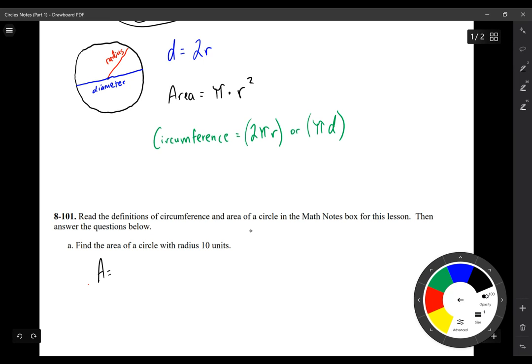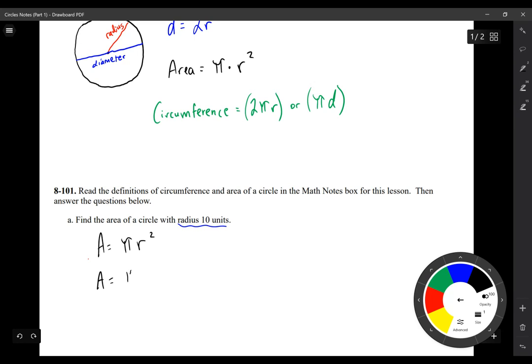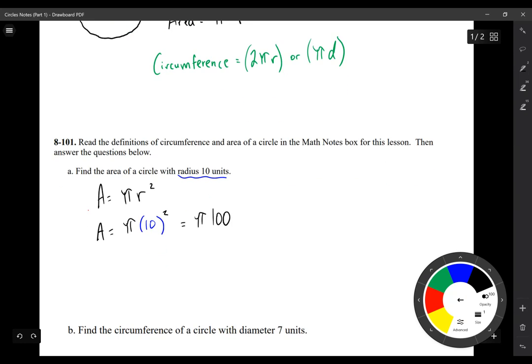As we know, the area is equal to pi times r squared. Since we know that our radius is equal to 10 units, then we know our area is going to be equal to pi times 10 squared. When we simplify that, we get pi times 100. Usually we want to put the pi at the end of the term. So we'll have our final answer be 100 pi units squared. Remember, we're talking about area.